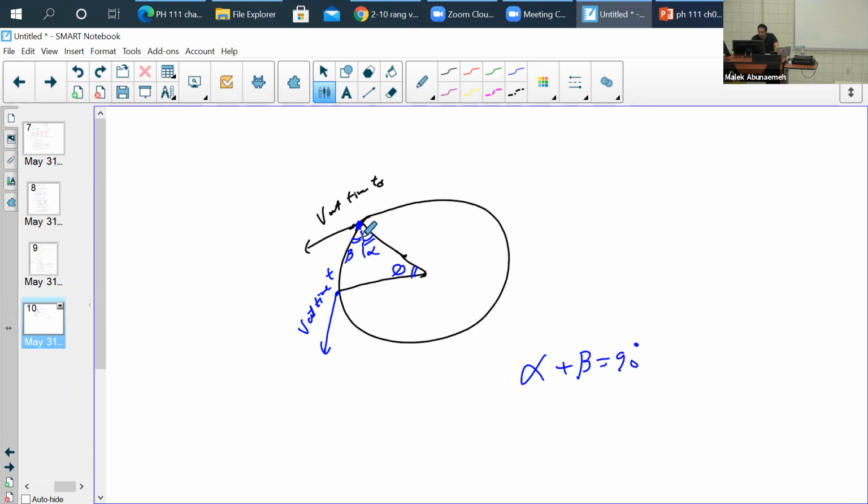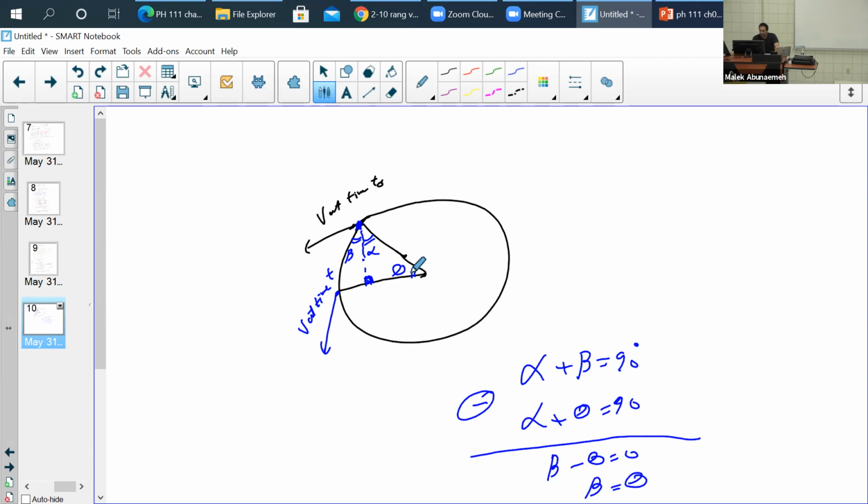And your alpha, if you continue the triangle, according to the laws of triangles, all three angles have to add to 180, so this is going to be 90. So your alpha plus theta is also going to equal 90 degrees. If you subtract those, alpha minus alpha is 0, so you get beta minus theta equals 0. That means your beta angle has to equal your theta angle. So these two angles are equal.